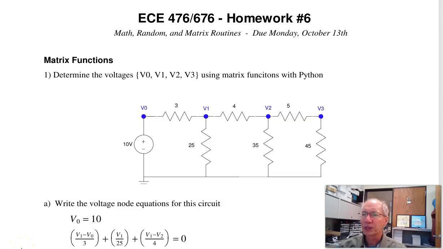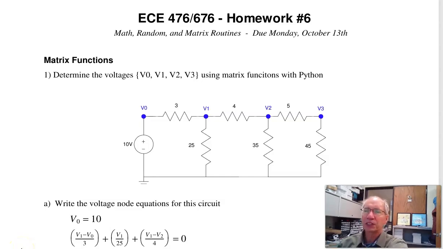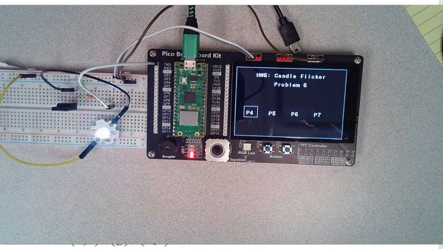Here are solutions to homework set number 6 for ECE 476-676 Advanced Embedded. This homework set looks at using the math, random, and matrix routines in Python. Now at the end of this assignment, we're going to look at building a flickering candle.